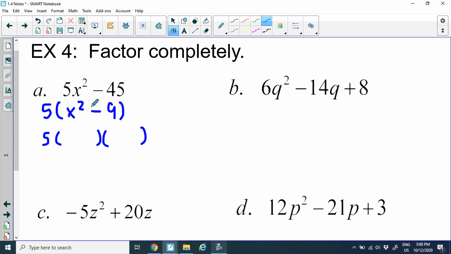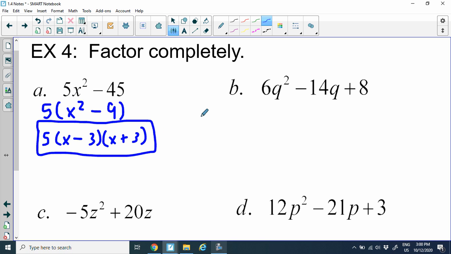Okay, so notice what this is. We have a binomial, we are subtracting, and our a and our last term are perfect squares. This is a difference of squares. So we should have x and x, and then what's the square root of 9? That's going to be 3. And know that one has to be minus, one has to be addition. So this would be our final factorization.